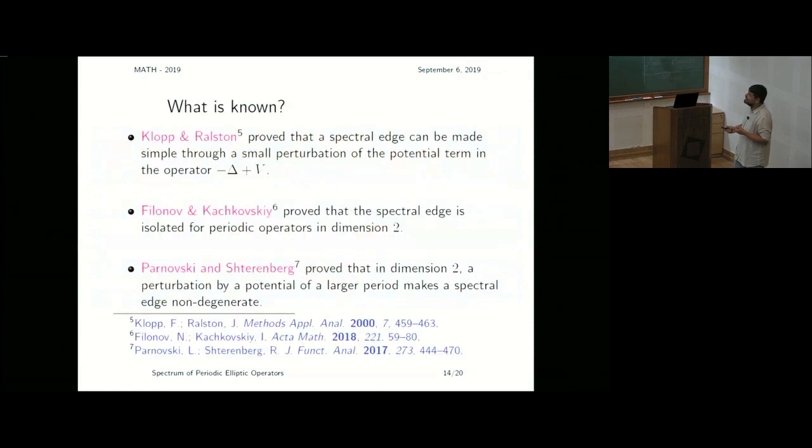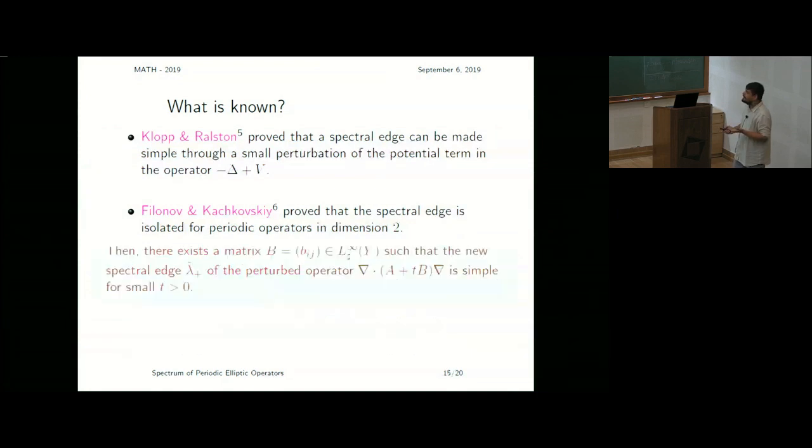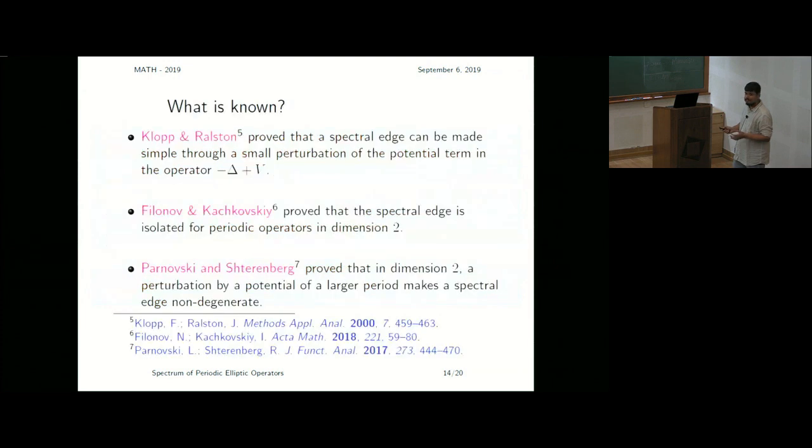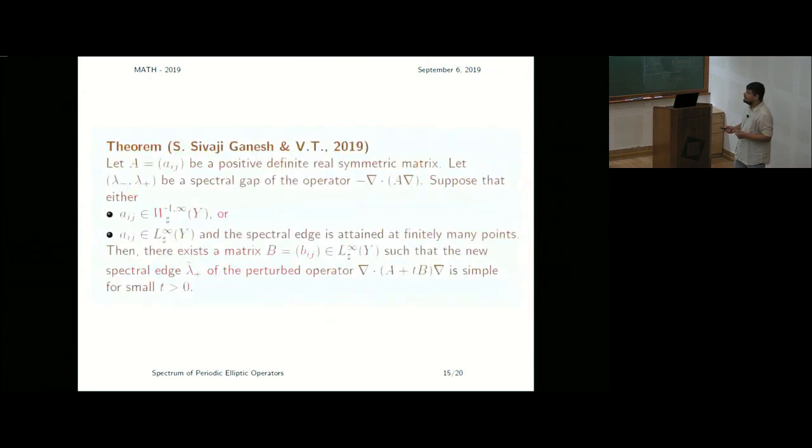Klopp and Ralston were able to prove this result for all V in L infinity. So if you take any potential which is L infinity, you can get a new spectral edge which is simple. However, we have two results. One is that if we assume extra regularity on the coefficients, then the proof of Klopp and Ralston goes through. But that was not sufficient for our purposes because we wanted to apply this result in the Bloch wave method of homogenization. And therefore, we wanted to do this for L infinity coefficients.